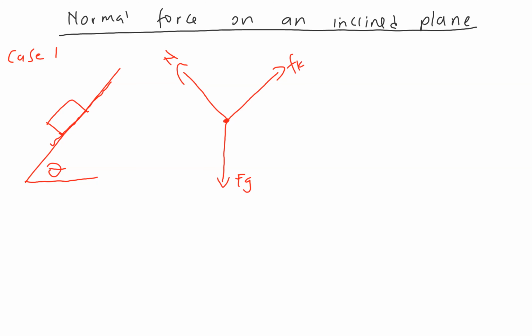Now, I want to show you the component of the weight, component of Fg. We have this component, which is always in the opposite direction to the normal force on an inclined plane. It's called Fg perpendicular. And we also have this component, Fg parallel. It always points down the slope. So our angle theta is going to be here.